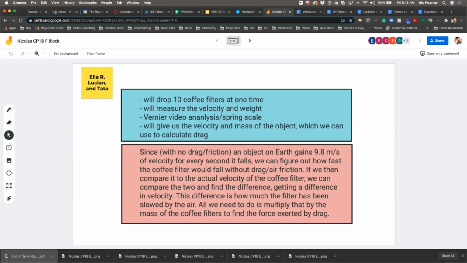Ella, would you like to explain that? Yeah, sure. So an object on Earth gains 9.8 meters per second of velocity for every second it falls. We can figure out how fast the coffee filter would fall without drag or air friction. So we can then compare it to the actual velocity of the coffee filter and find the difference in velocity. This difference is how much the filter has been slowed by the air. And all we need to do is multiply by the mass of the coffee filters to find the force exerted by drag.